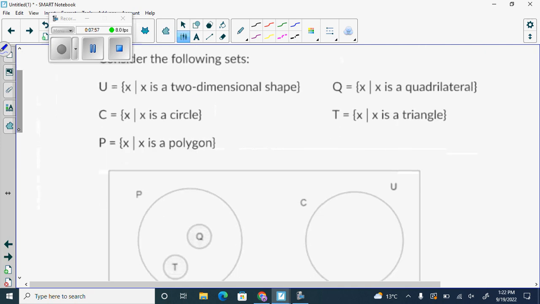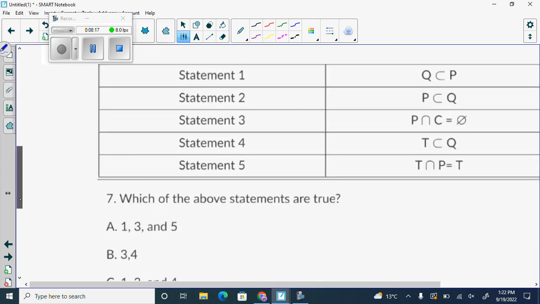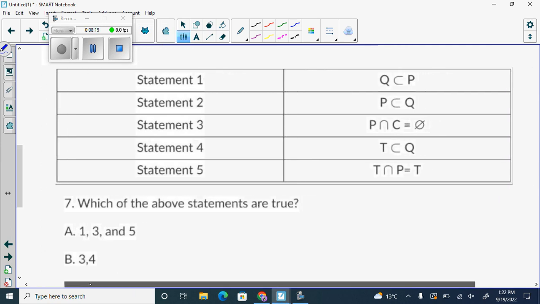This one threw people off because they're like, what the heck are all these things? It doesn't matter. It's just telling you what U, Q, all of them are, but it's not actually asking you to give them a definition of a polygon, right? It's just labeling what they are. So U is a 2-dimensional shape, Q is a quadrilateral, C is a circle, T is a triangle, X is a polygon. Here's your letters. Now it wants to know which of the following statements are true.